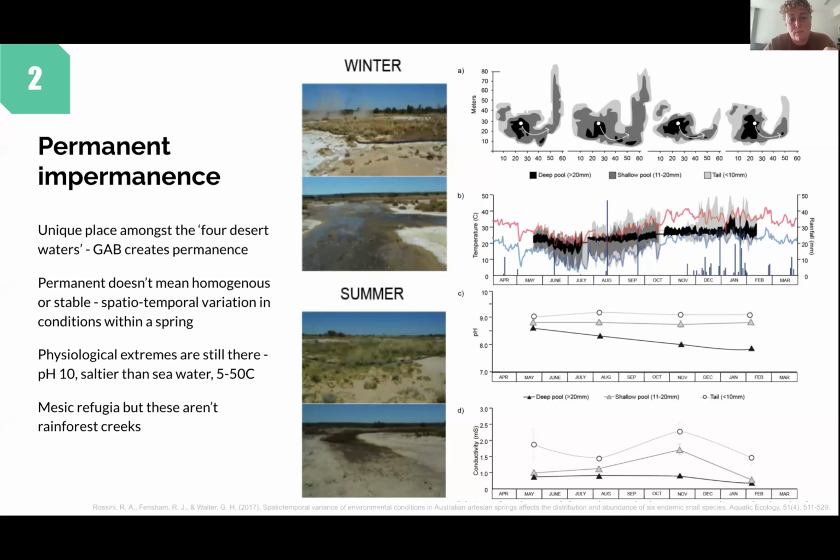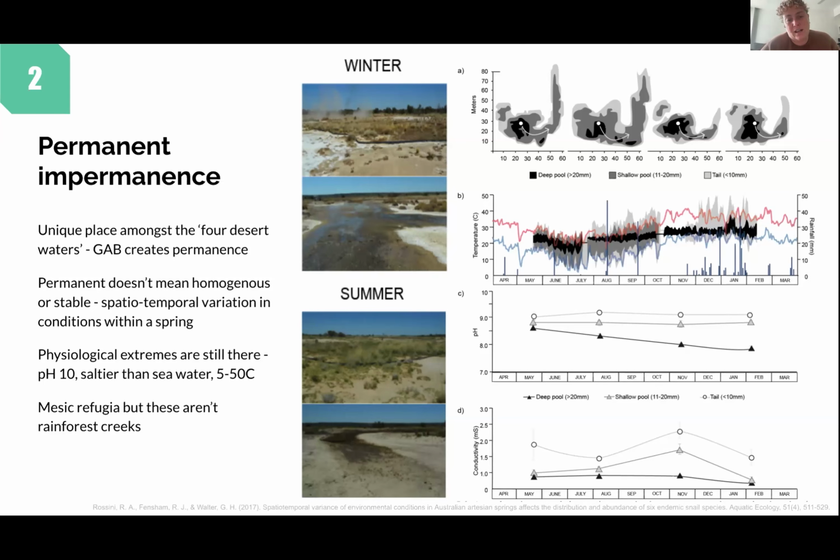So here are some photos and a very complex figure, put here to drive home that this is the same spring in 2 different seasons. It expands to double or even quadruple its area in the cooler months, and then sucks back when it's really, really hot, especially if we don't have any rain. And that creates quite physiological extremes in some parts of the spring.